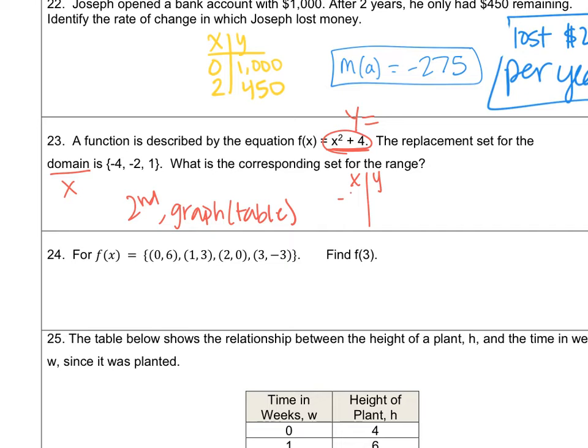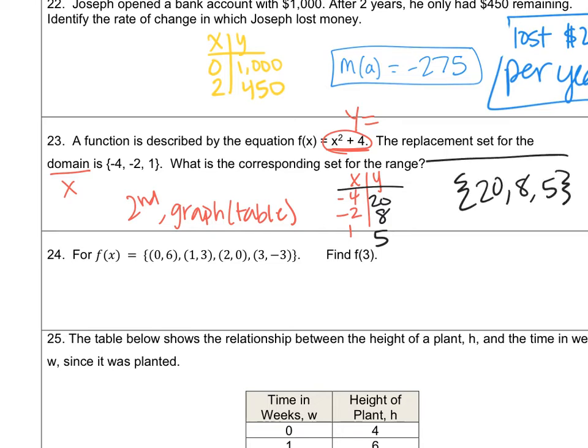In the table, I'm looking for -4, -2, and +1. And I'm going to write down the y values. So when x is -4, my table tells me that is 20. -2, it says 8. And 1, it says 5. So my range is 20, 8, and 5.